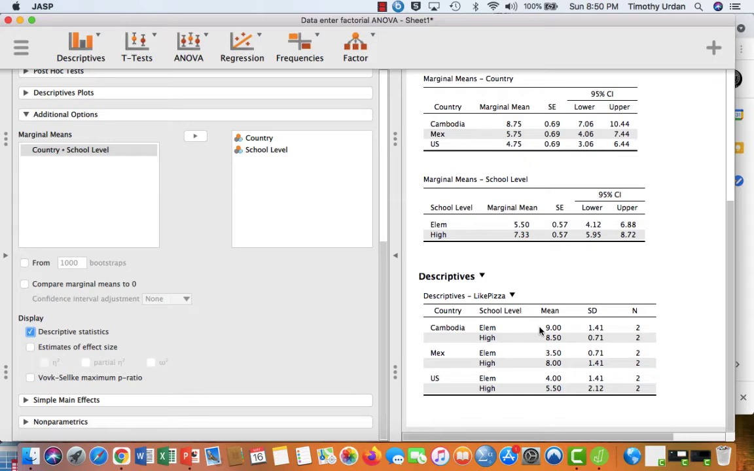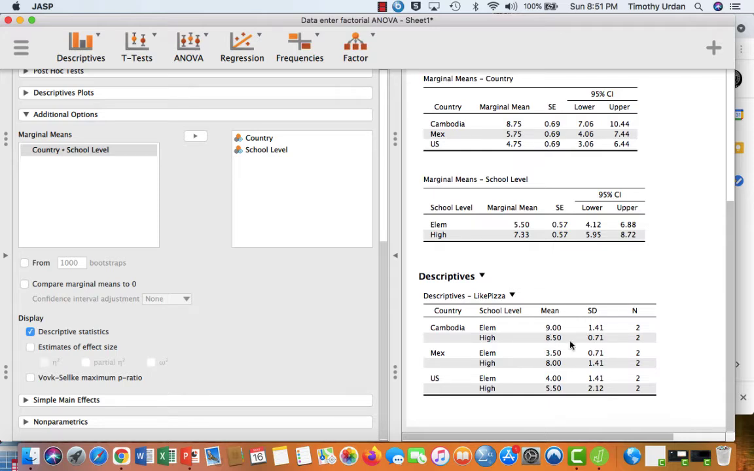The mean for elementary school kids in Cambodia is 9.0, and for high school kids is 8.50. For Mexico, high school kids look quite a bit like high school kids in Cambodia, but elementary school kids are way lower than elementary school kids in Cambodia. If you were to graph these means, you would see that it looks like an interaction. It's not a significant interaction because our sample sizes are so small, but you can see it's different.